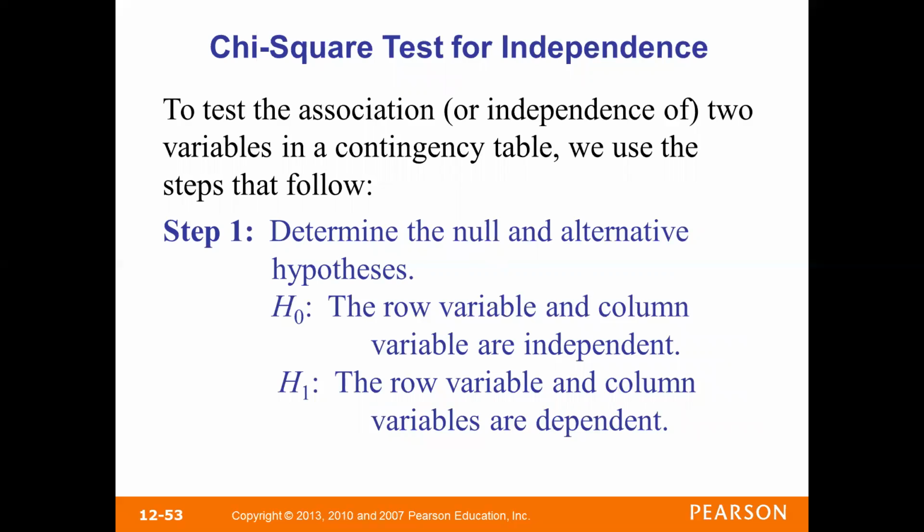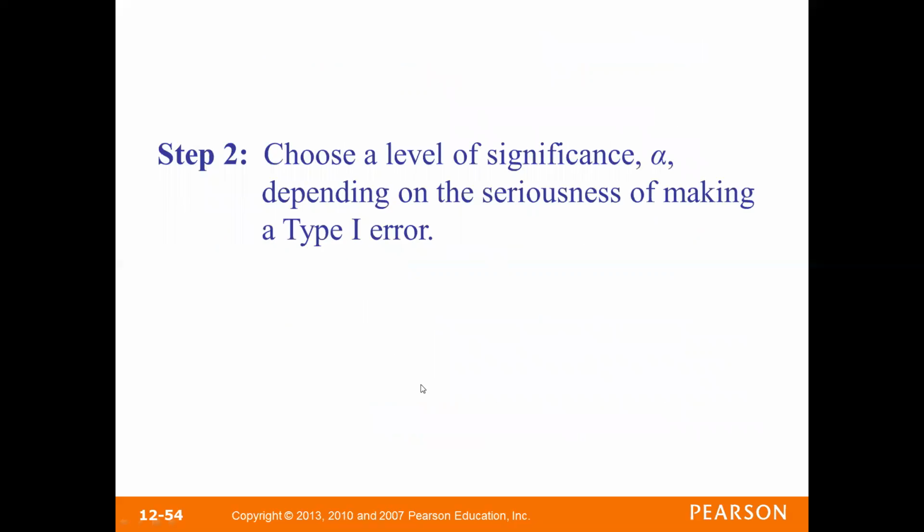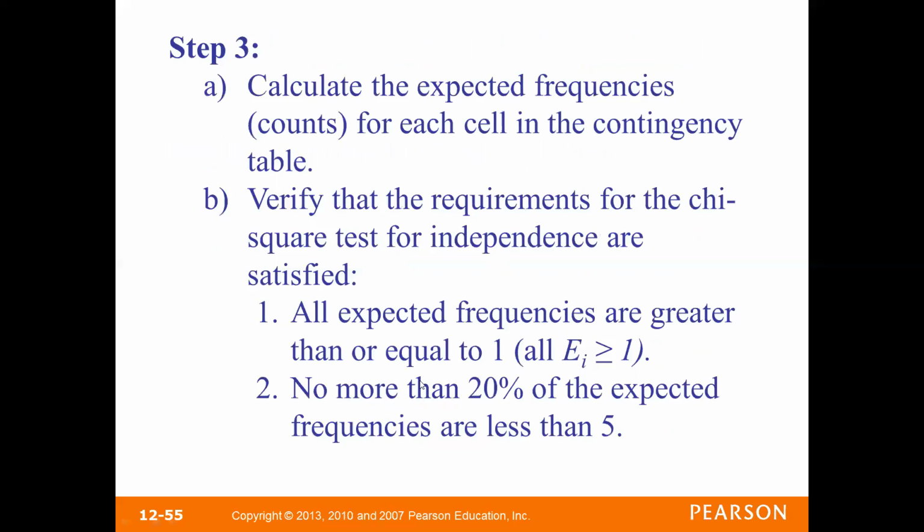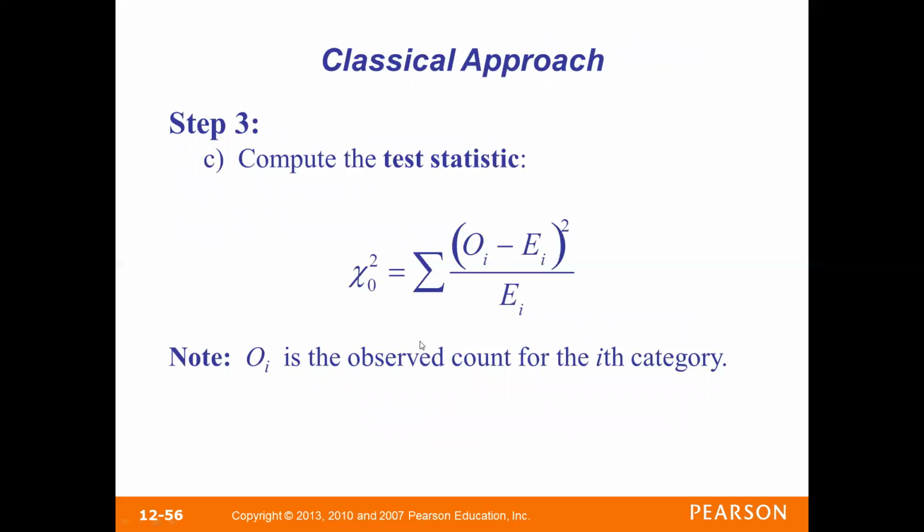So again, the process we're going to go through is exactly the same as before. We're going to determine a null and alternative hypothesis. The change here is that our null hypothesis is now talking about rows and columns being independent rather than having a particular distribution. The alternative is that the row and column are dependent. We again choose a level of significance. We calculate our test statistic.